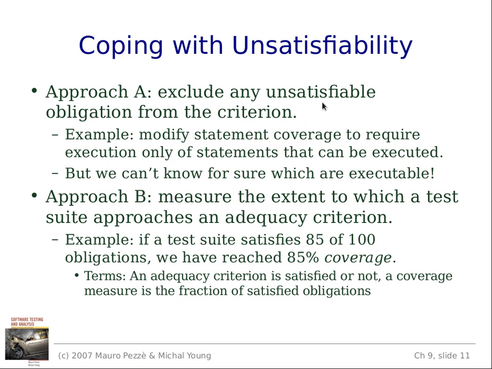So A: exclude any unsatisfiable obligations. Well, that's usually a pretty good idea if you can modify statement coverage so it can do it. But we can't know for sure which are executable. This program is going to explode into different code paths. So the problem with approach A is sometimes it's just not feasible or not practical. Another way to do it is to come up with percent coverage, and that's where you're going to see a lot of this. B is what's done a lot: hey, you want 85% code coverage. So we're saying it's good enough if we can get 85% of the code.